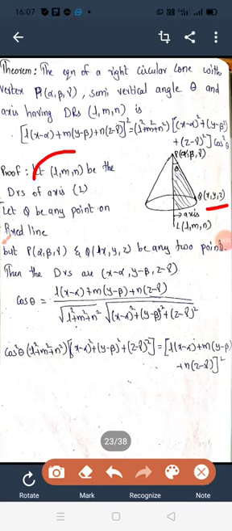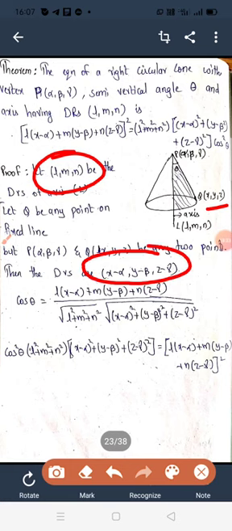First direction ratios L, M, N and second direction ratios x minus alpha, y minus beta, z minus gamma. Now cos theta equal to L into (x minus alpha) plus M into (y minus beta) plus N into (z minus gamma) divided by under root of L square plus M square plus N square, into under root of (x minus alpha) whole square plus (y minus beta) whole square plus (z minus gamma) whole square.